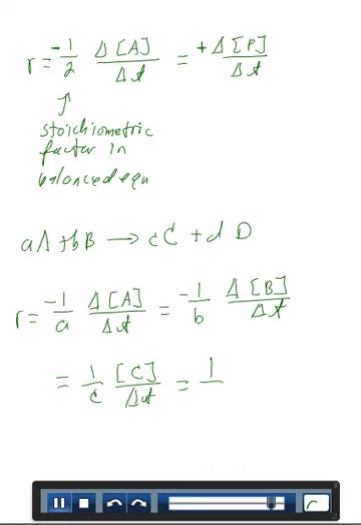That's equal to 1 over little d, I left off a delta here, times delta change in the concentration of D over that time interval. So remember to use the stoichiometric coefficients, and remember to use the proper sign in expressing the rate.